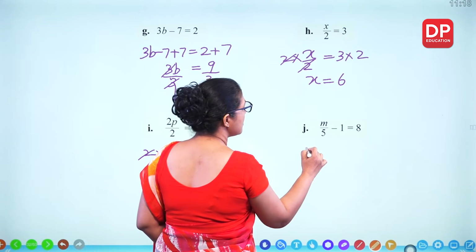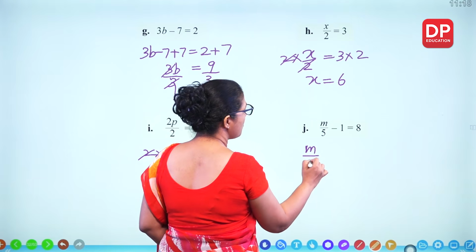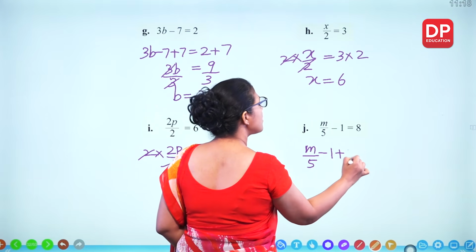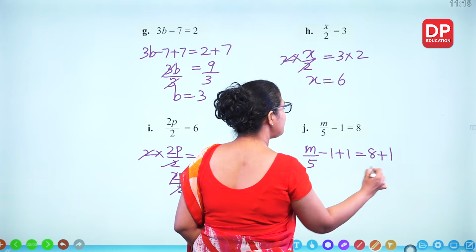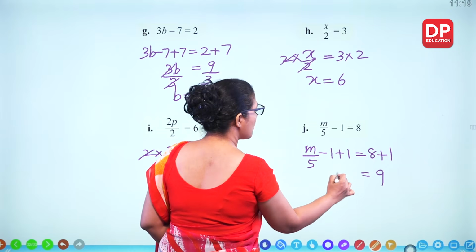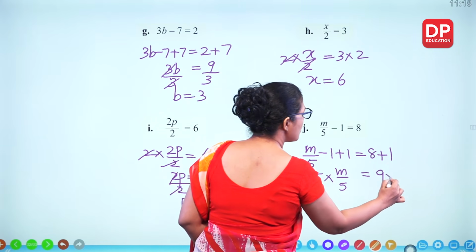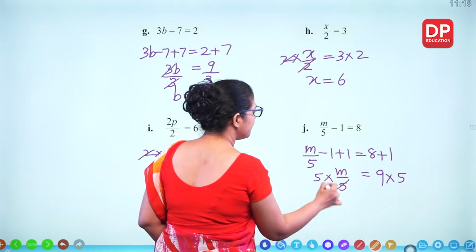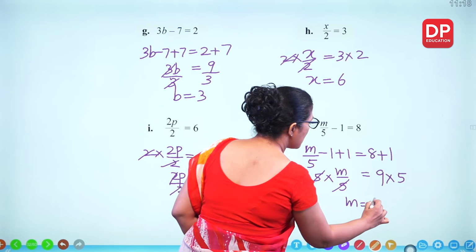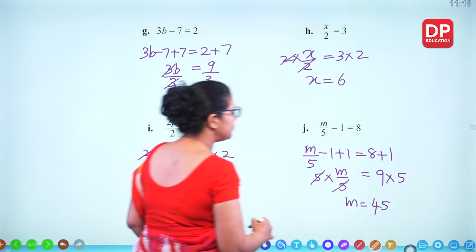This one, first get rid of this minus 1. Add 1 to both sides. You get 9 equals m over 5. Now multiply both sides by 5. m equals 45.